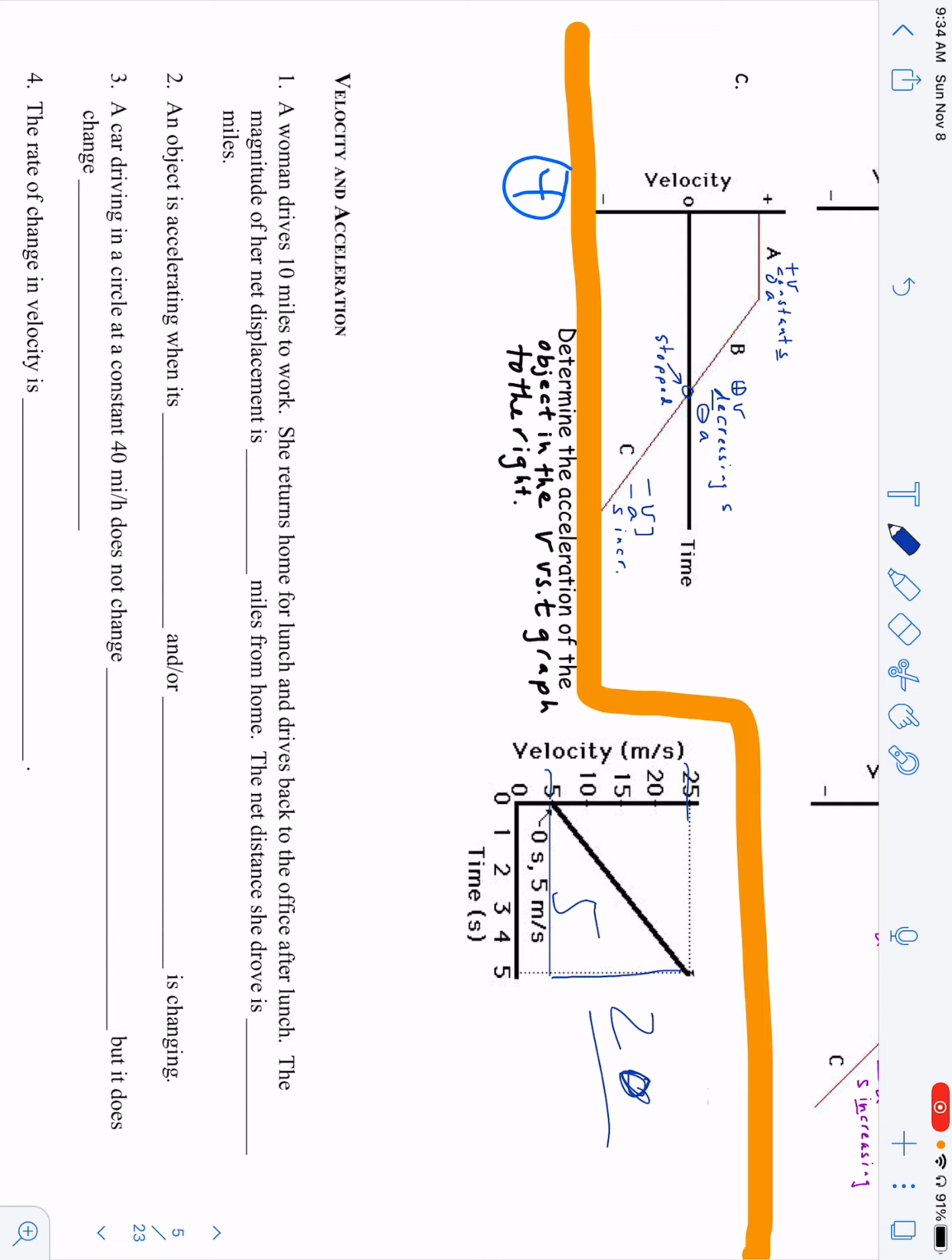So acceleration is the slope on a V versus T graph. It's 20 divided by 5. Acceleration is a vector because it's plus or minus. 20 divided by 5 is 4 meters per second squared. It is not 25 over 5 meters per second squared.